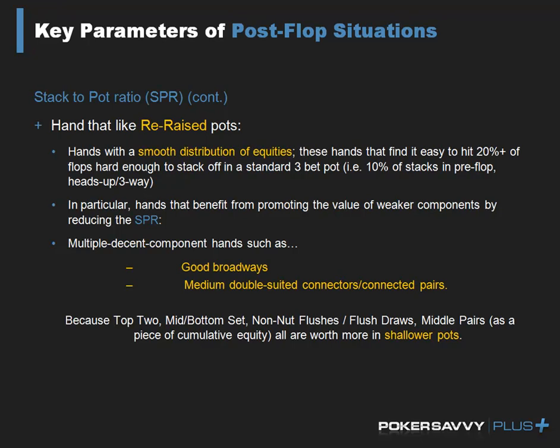So we have hands that benefit from promoting the value of weaker components by reducing the SPR. This is like non-nut suits. To some extent non-nut straight draw possibilities, but more it has to do with non-nut suits and having high cards that can now flop pair plus draw stuff that is worth more in a 3-bet pot. In a single raise pot, top pair plus a flush draw is a pretty good hand, but not great. In a 3-bet pot, heads up, it's a monster. And when you have hands like double suited Broadways that flop those types of things a lot, you're going to be happy to be in a 3-bet pot with them. So that's the rest of the SPR point.